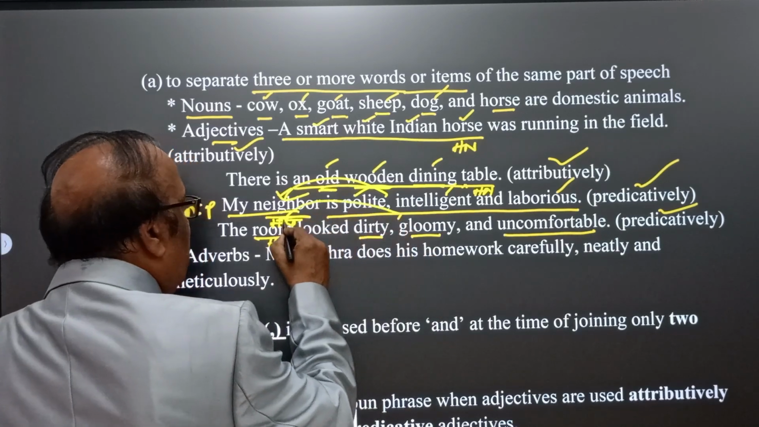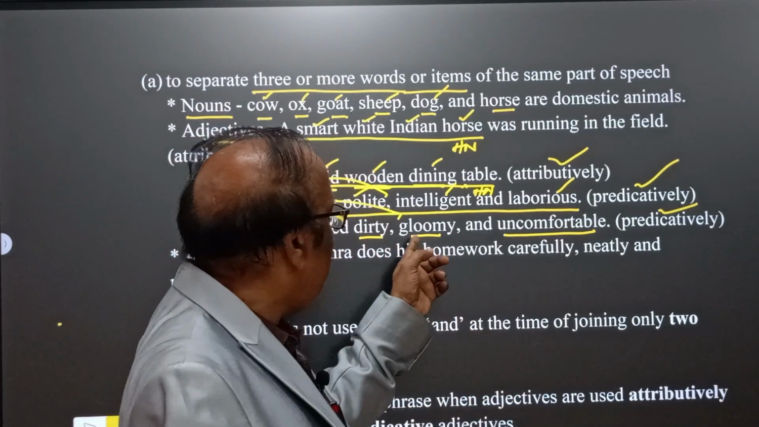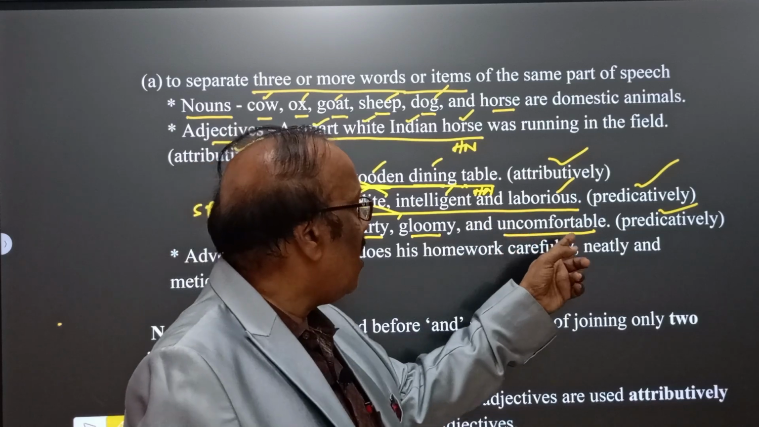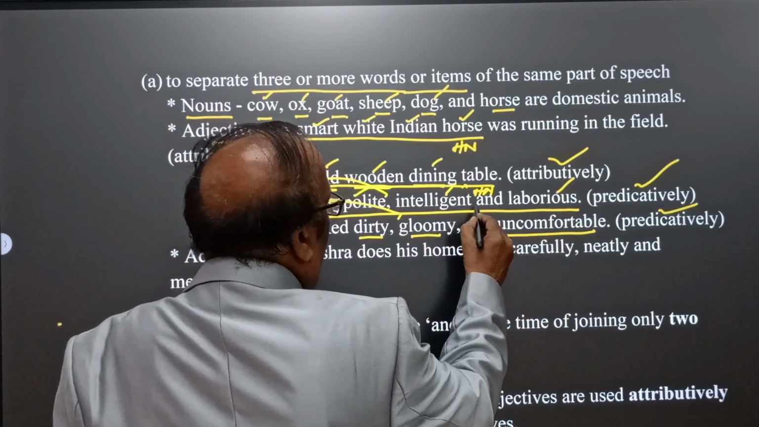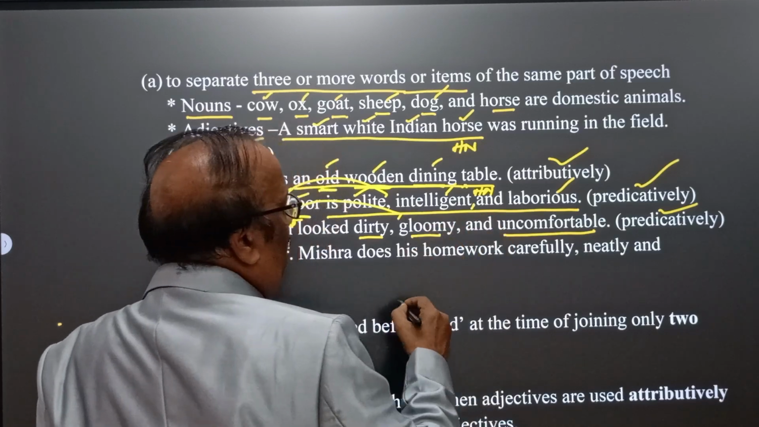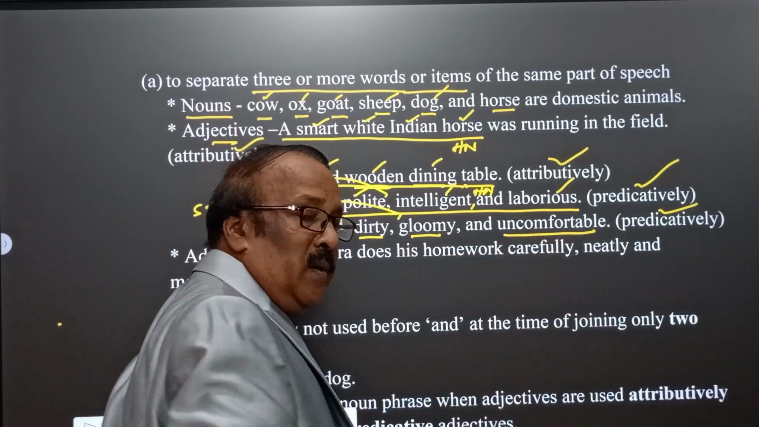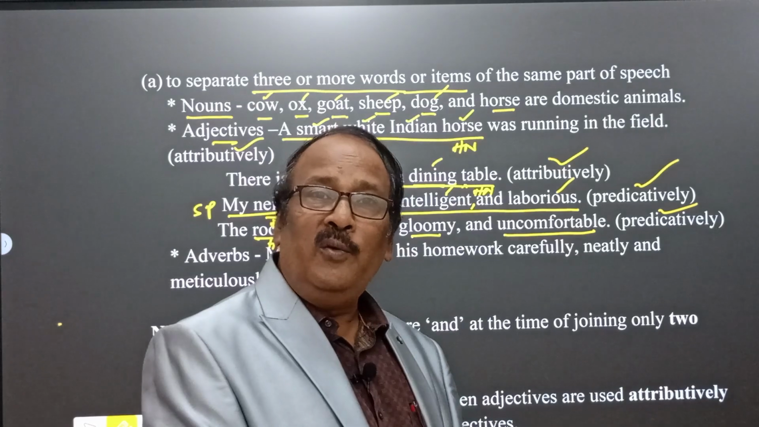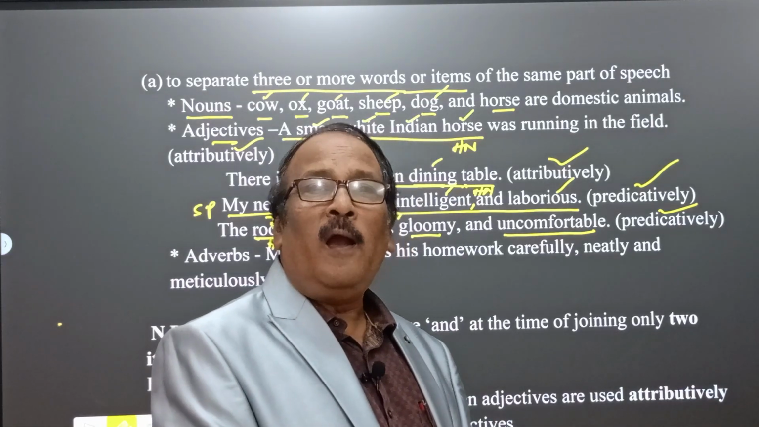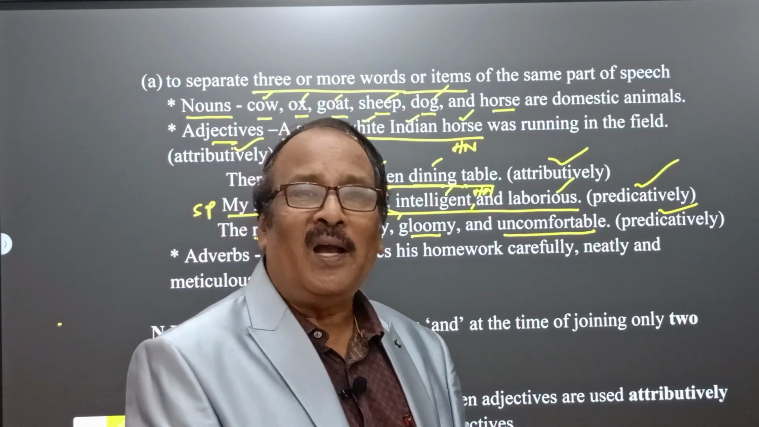All these qualify the room. The room looked how? You see, listen: dirty, gloomy, and uncomfortable. Here we find that after "how" a comma is also used. And here, look: dirty, gloomy, and uncomfortable. Three adjectives are here, and they have been used predicatively, and therefore we have used commas here.